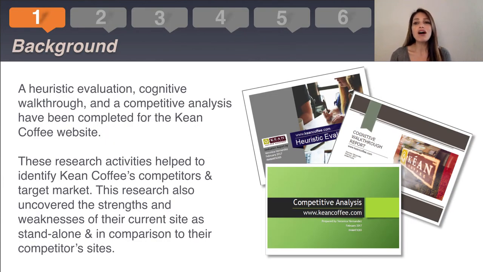Background. Kean Coffee is a coffee house with 2 locations in Orange County, one in Newport Beach and one in Tustin. I conducted a heuristic evaluation, cognitive walkthrough, and competitive analysis for the Kean Coffee website. I was able to identify Kean Coffee's competitors and target market. These research studies also helped me uncover some preliminary results like the current strengths and weaknesses of the site. I was able to conduct some preliminary tests on Kean Coffee website as a standalone and against its competitors.